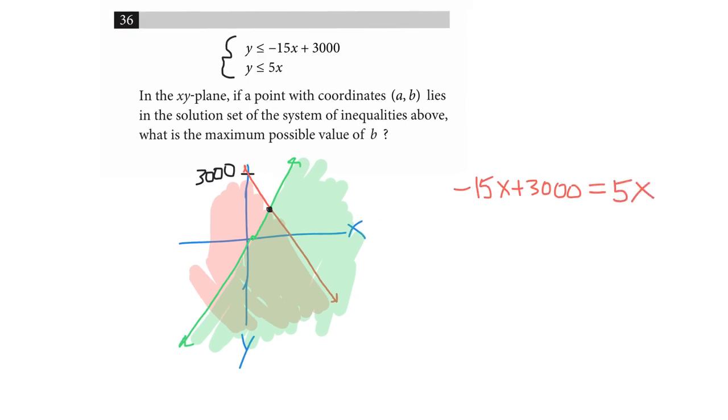And this will enable us to at least find the x-coordinate that is associated with this y-coordinate. In other words, it would enable us to find a, right? But we're going to leave it as x. So let's see. We could add 15 to both sides. I like keeping the x term positive, so I'm going to add 15 to both sides. That's going to give me 20x equals 3,000.